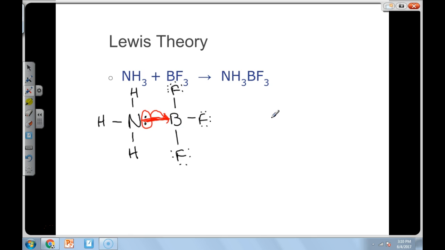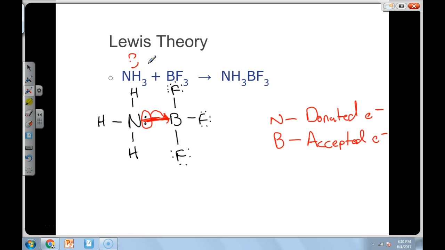So what has happened? The nitrogen has extra electrons, so it has donated electrons, and boron has space for the electrons, so it has accepted the electron pair. That means that nitrogen is the base and BF3 is the acid.